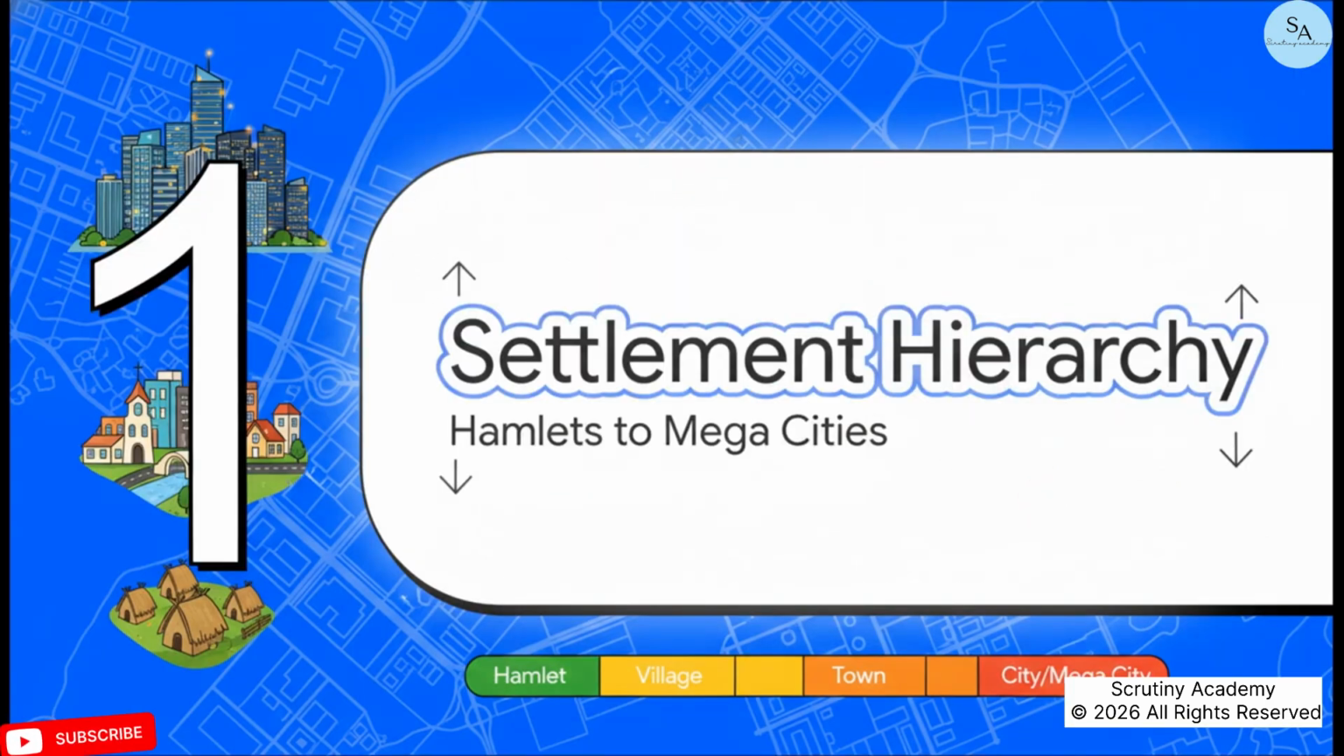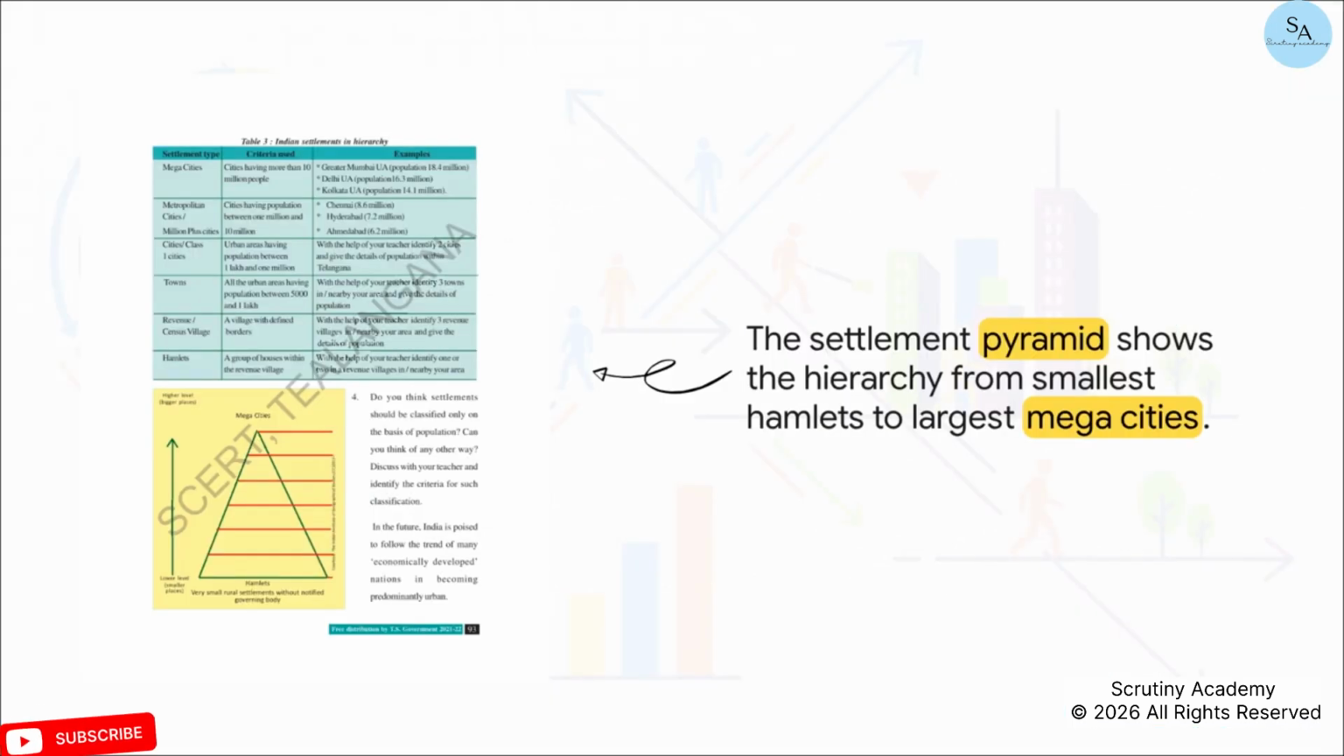All right, let's move on to how we organize these settlements. We call it the settlement hierarchy, and trust me, this is a super high-yield topic for your exam, so you'll want to pay close attention here. Take a look at this settlement pyramid. It's a really cool way to visualize how settlements are organized by size.